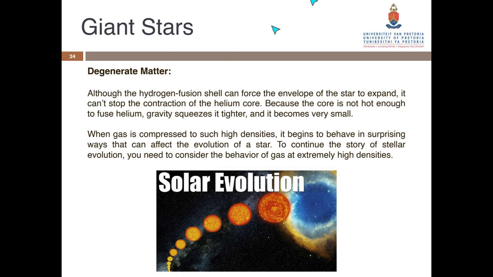So the next thing we talk about is degenerate matter. Although the hydrogen fusion shell can force the envelope of a star to expand, it can't stop the contraction of the helium core because the core is not hot enough to fuse helium. Gravity squeezes it tighter and it becomes very small. When a gas is compressed to such high densities, it begins to behave in surprising ways that can affect the evolution of a star. To continue the story of stellar evolution, you need to consider the behavior of a gas at extremely high densities.